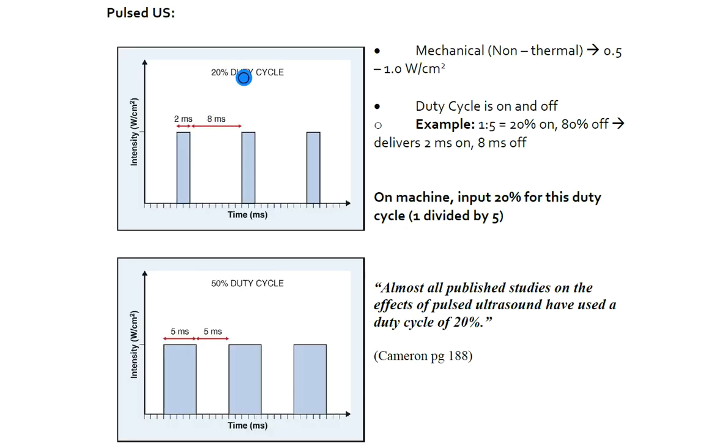Here is the calculation for the duty cycle, and you can see here this is measured in milliseconds, which would be 1/1000th of a second, or in this case 2 1,000ths of a second, or 8 1,000ths of a second. And so review this formula in this example of a 20% duty cycle and a 50% duty cycle.